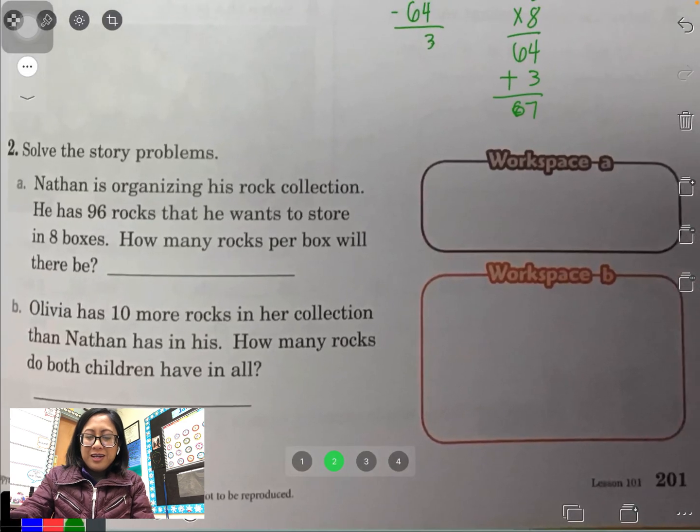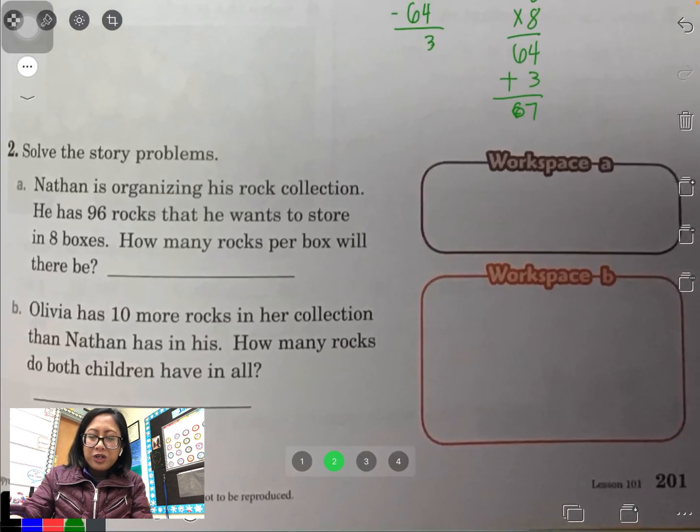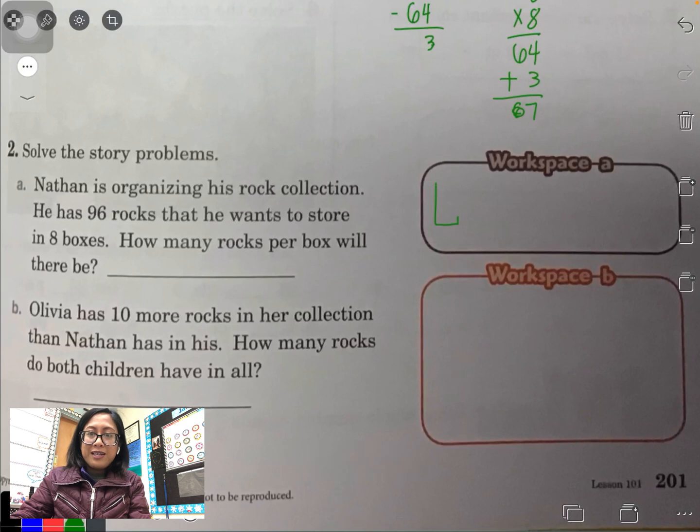Okay. Let's do word problems. I really like working on the story problems with you, and I hope you do too. I hope it's helping you with your critical thinking. Nathan is organizing his rock collection. Neat. He has 96 rocks that he wants to store in 8 boxes. Yeah, because you're not going to put 96 rocks in one box unless you have a super big box. But he has 8 boxes.